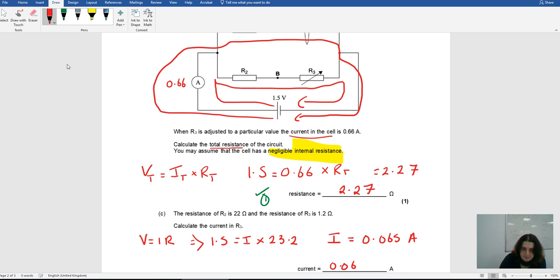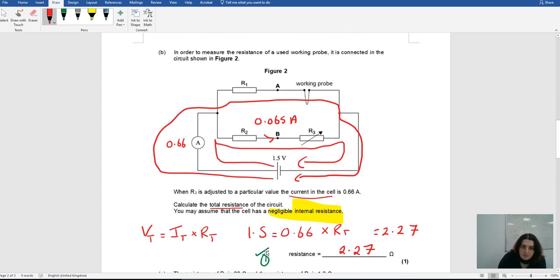So I know that there's going to be 0.065 amps going through this section, which means here, if 0.66 amps is coming in and 0.065 went there, I know that 0.6-ish, so I've got here 0.595 goes through there. That is Kirchhoff's current law.